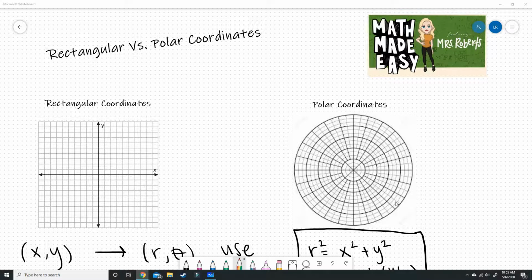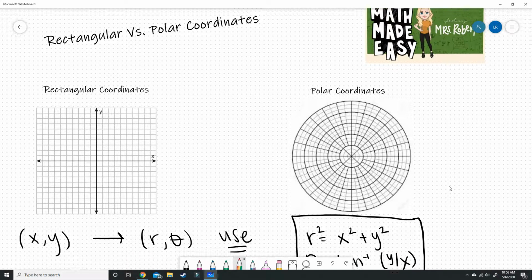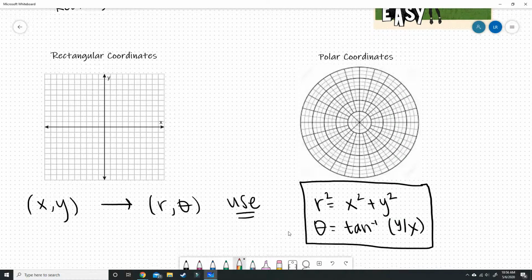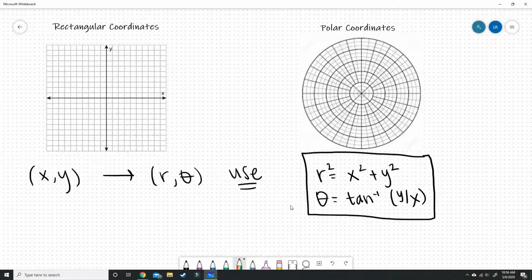This is going to be episode 2 in our rectangular and polar coordinate series. So in episode 1, we talked a little bit about rectangular coordinates, and this is typically what you will see graphed on, and they are written in the terms x and then y. We talked about polar coordinates, and those are written in the terms of r and then theta. We actually graphed a coordinate using polar coordinates.